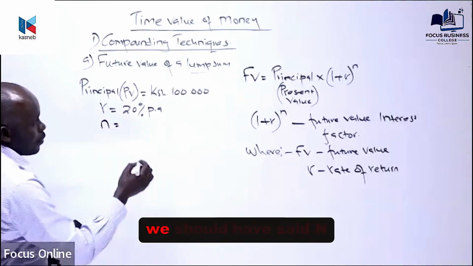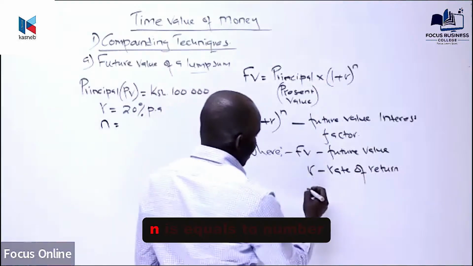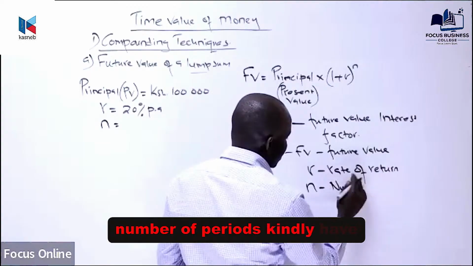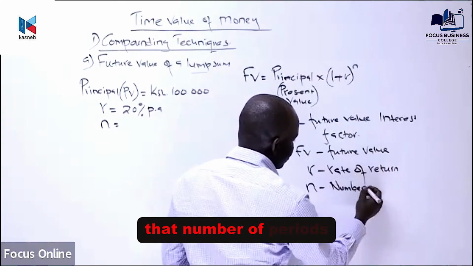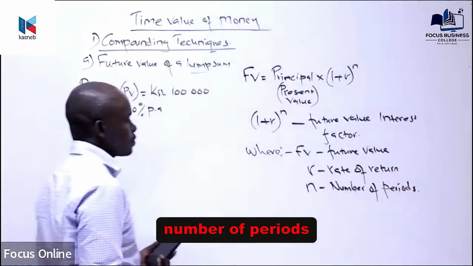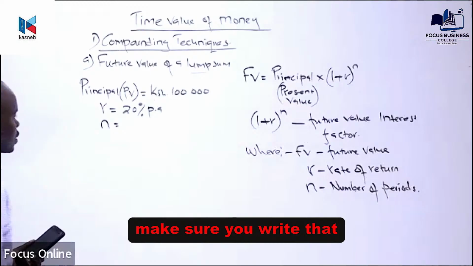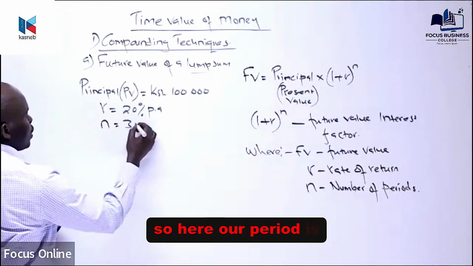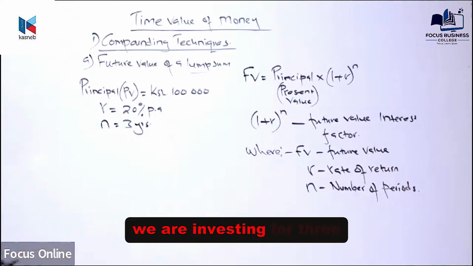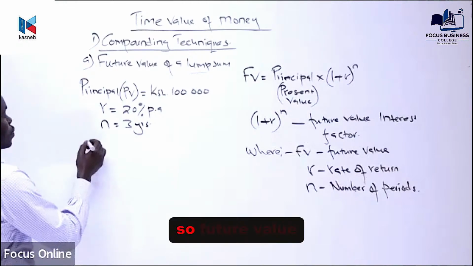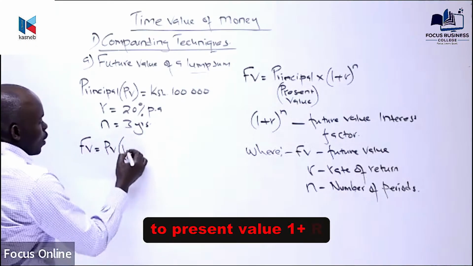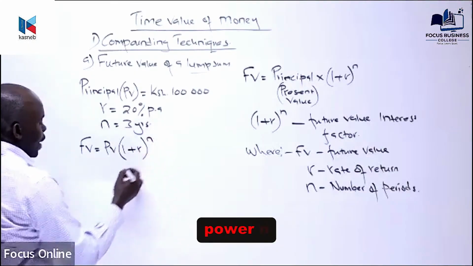N, we should have said N here. N is equal to the number of periods. Kindly have that. Number of periods. Make sure you write that. So here, our period is 3 years. We are investing for 3 years. So future value is equal to present value times (1 plus r) power n.